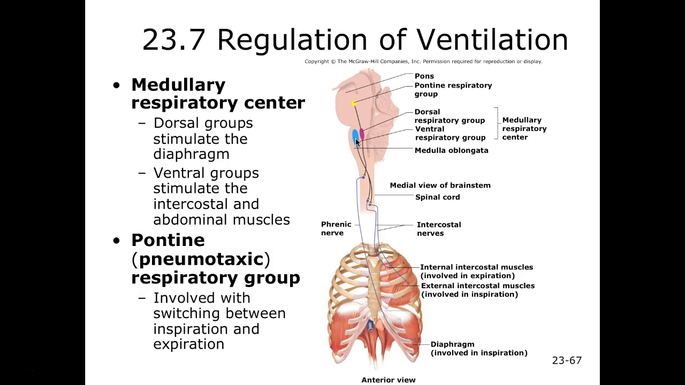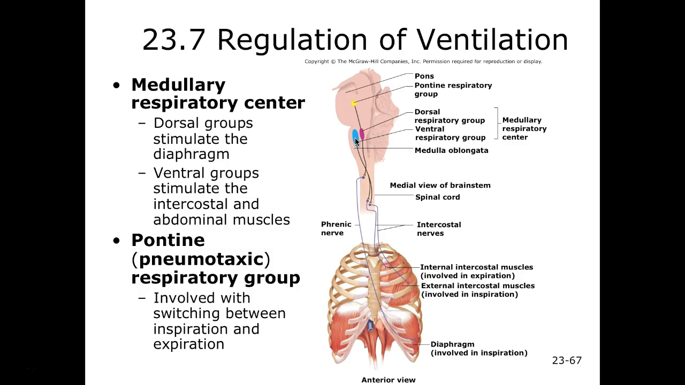What's interesting about these groups is they're going to stimulate different muscles within our respiratory system. The dorsal groups stimulate our diaphragm. They are the most active during inspiration, although some are active during expiration as well. Our ventral respiratory group is responsible for stimulating our intercostal muscles as well as our abdominal muscles. This group will be active during both inspiration and expiration.